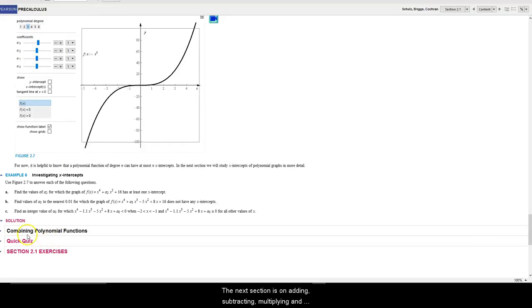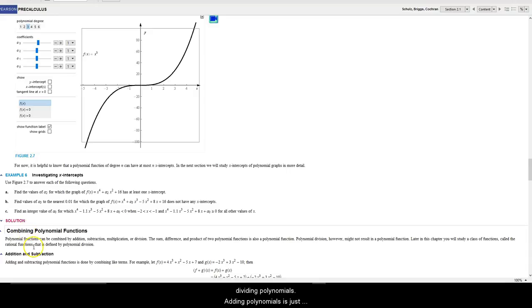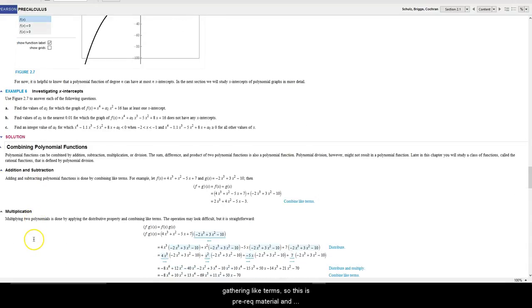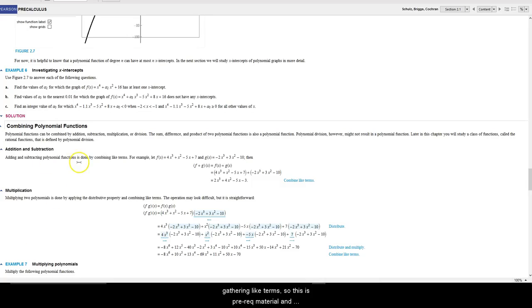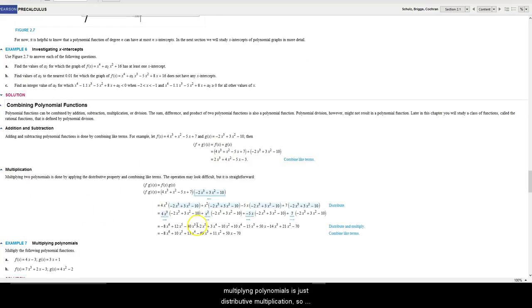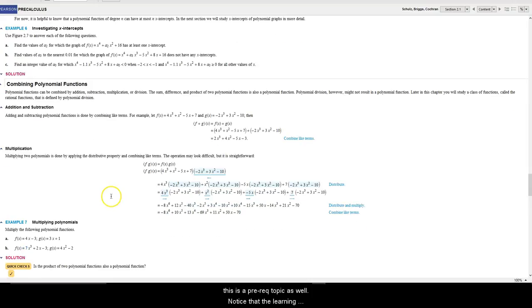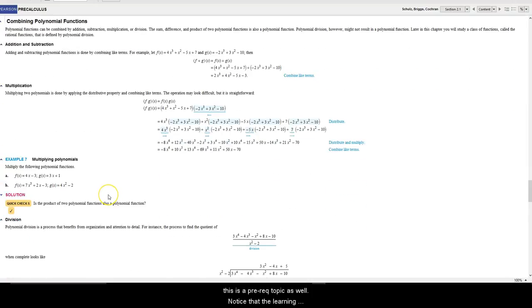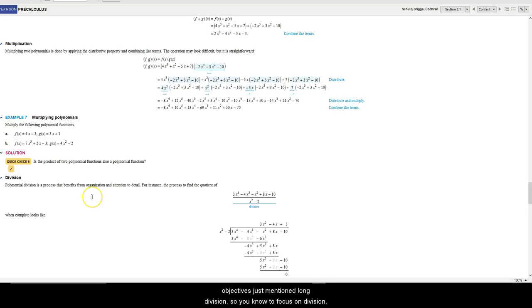The next section is on adding, subtracting, multiplying, and dividing polynomials. Adding polynomials is just gathering like terms, so this is prereq material, and multiplying polynomials is just distributive multiplication, so this is a prereq topic as well. Notice that the learning objectives just mentioned long division, so you know to focus on division.